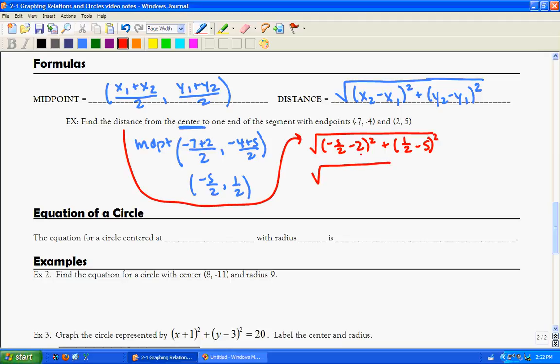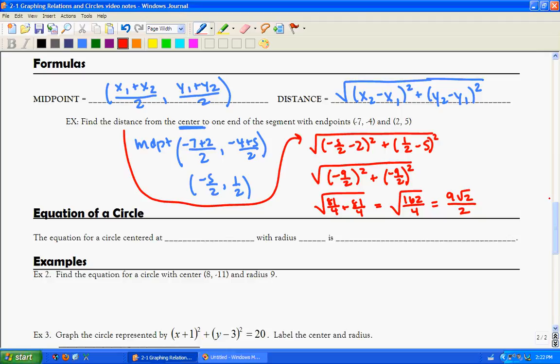So when I simplify those parentheses, that's going to be (-9/2) squared and another (-9/2) squared. And so when we square -9/2, we'll have 81/4 plus 81/4, which is the same as 162/4. And so if we do our simplifying radicals, that's 9 square root of 2 all over 2. If you want to figure out what that is as a decimal, you may do that.